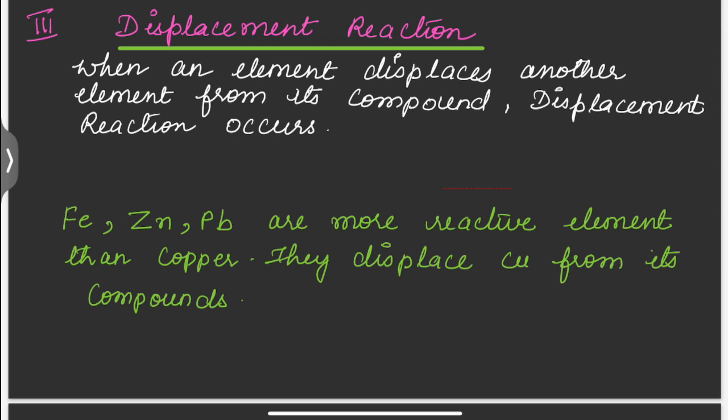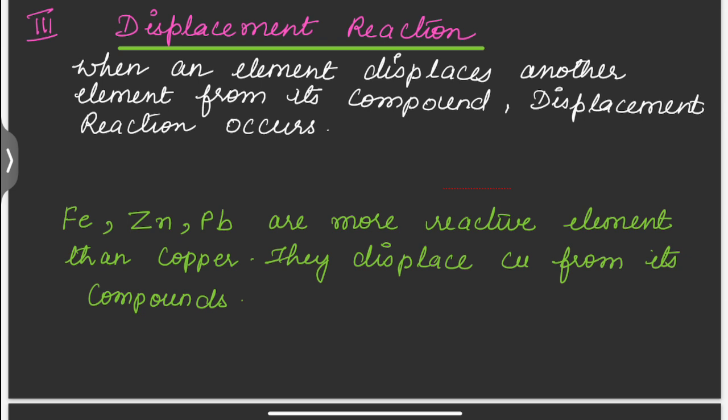First, let us understand what is displacement reaction, and then let us study some examples. So observe these words carefully: when an element displaces another element from its compound, then such a type of reaction is called displacement reaction.